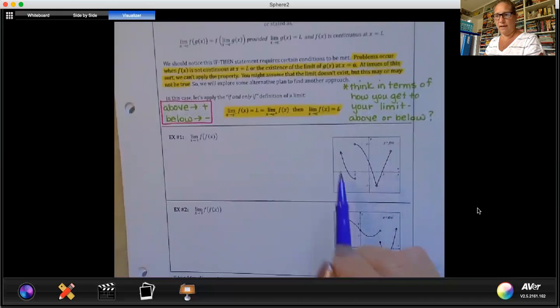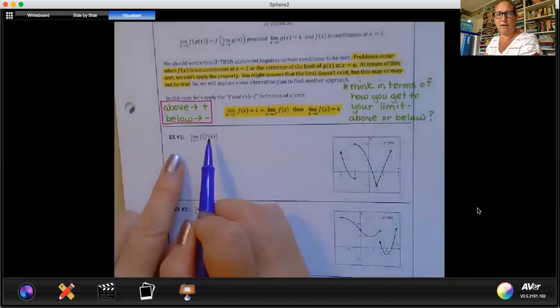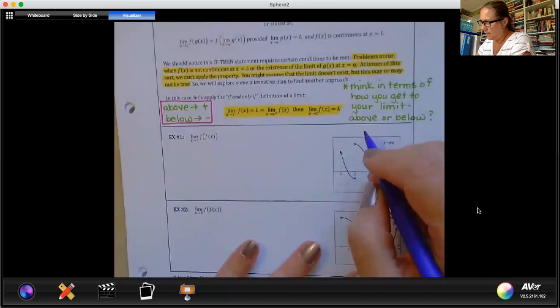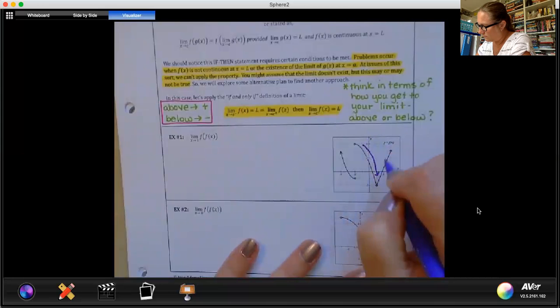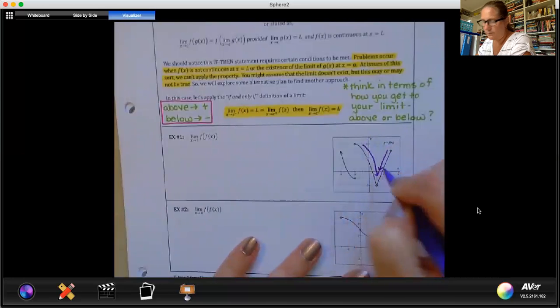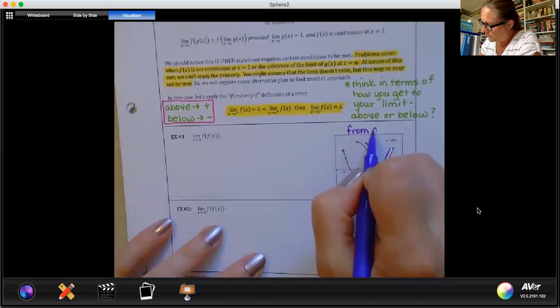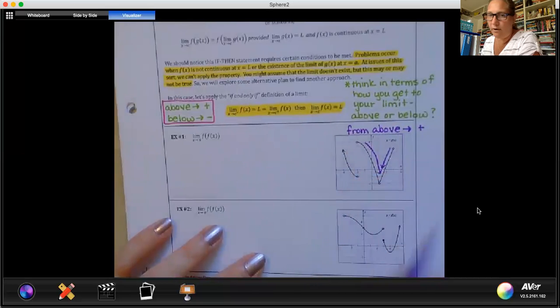So we have the graph of f of x, and our problem is find the limit as x approaches 1 of f of x. So what we have to do here is look at our graph. When x approaches 1, our limit is -2. That is coming from above, from both sides. So that's from above, which will indicate from the right.